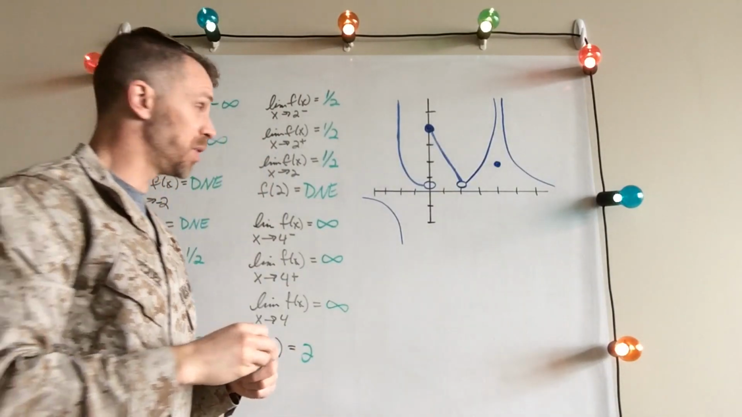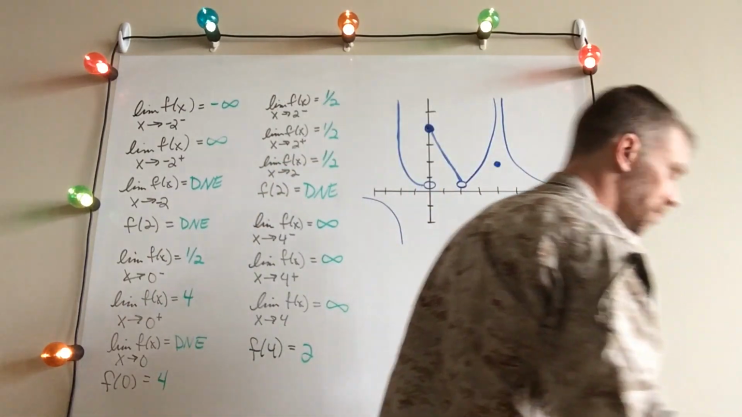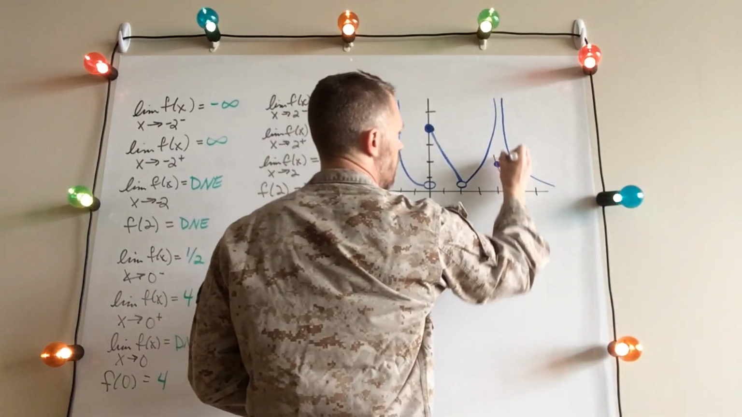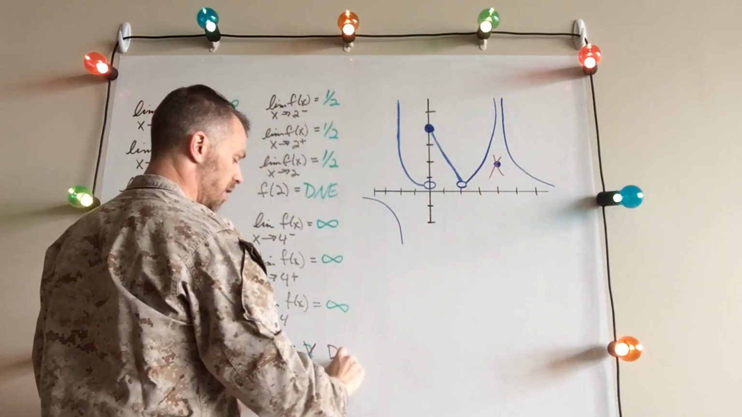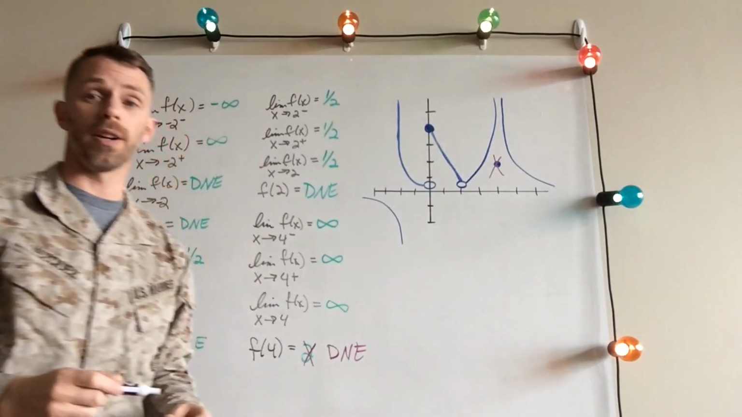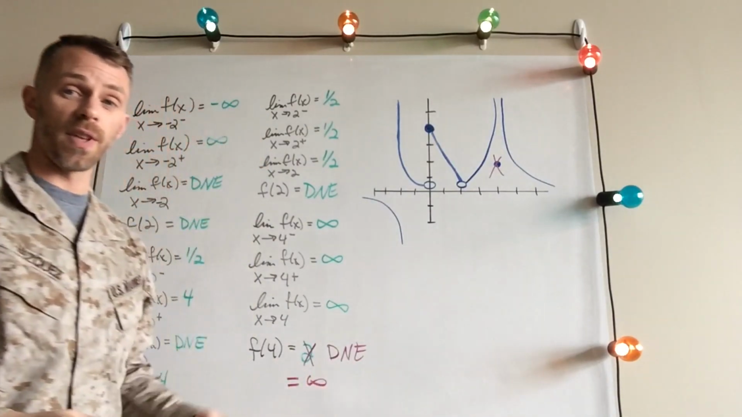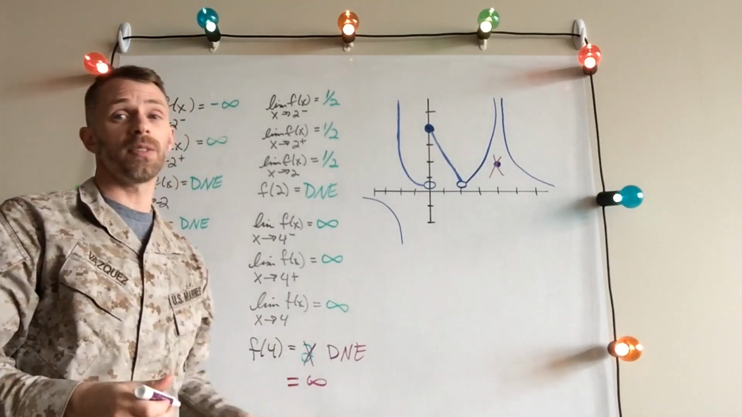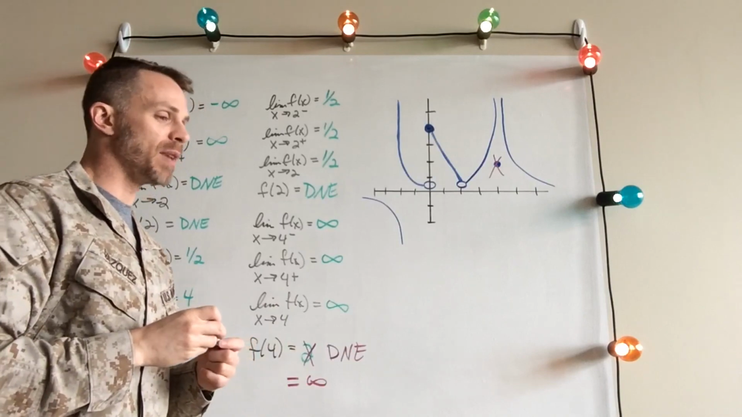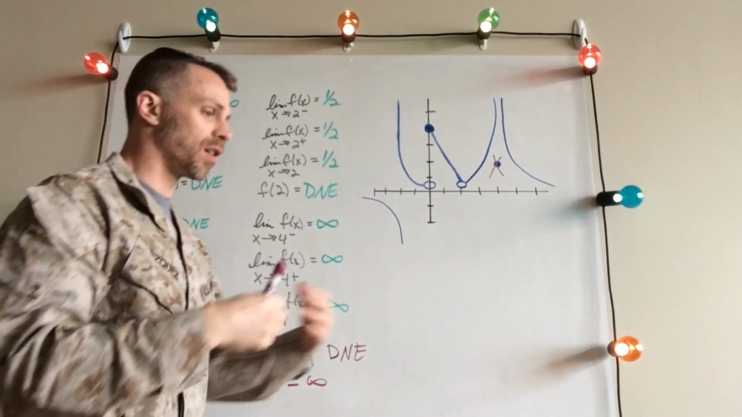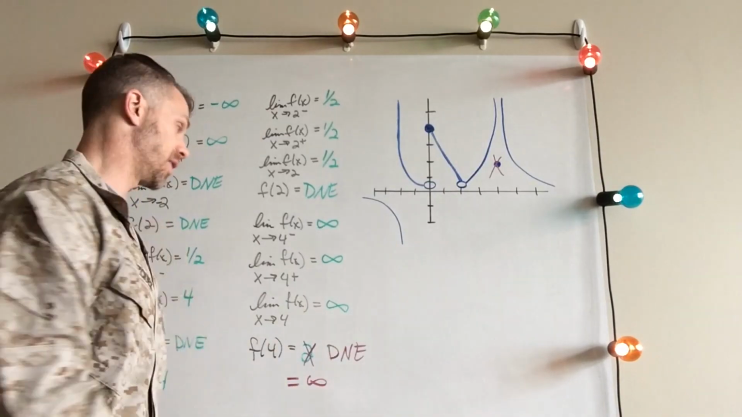If that blue dot was not there, then we would say that this did not exist, because you cannot say that it equals infinity. A function will never equal infinity. Infinity is a concept, not a value. So limits are allowed to go to infinity, but function values are never allowed to equal infinity.